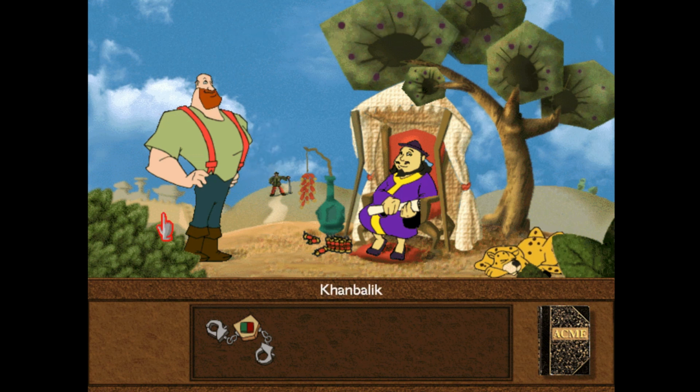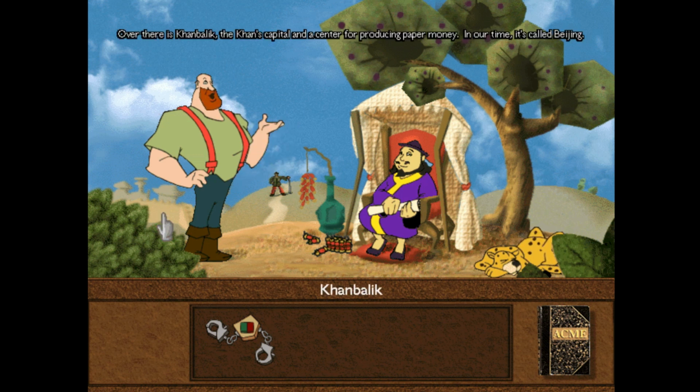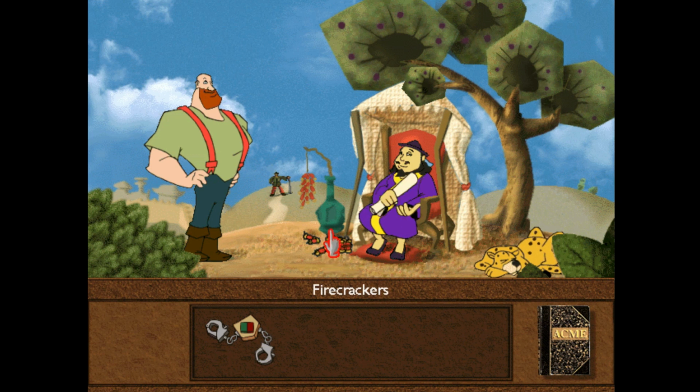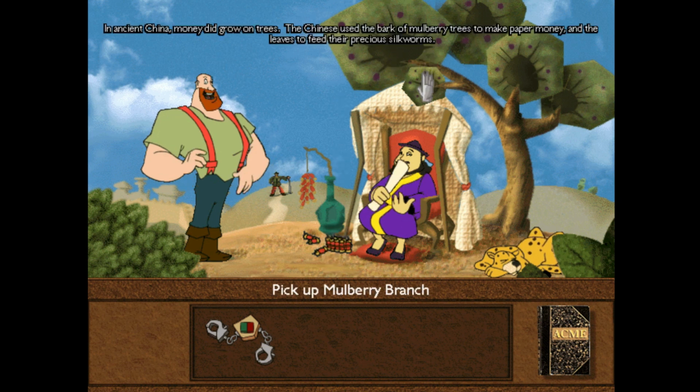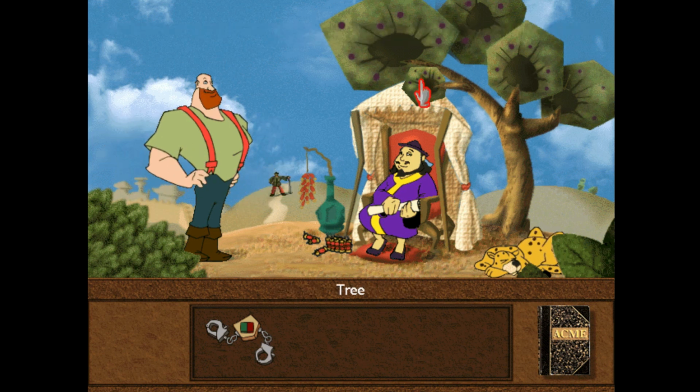Okay, before I talk to him, I want to look around. Over there is Khanbalik, the Khan's capital, and the center for producing paper money. In our time, it's called Beijing. In ancient China, money did grow on trees. The Chinese used the bark of mulberry trees to make paper money and the leaves to feed their precious silkworms. And I saw a hand up here when I clicked on the tree, so I'm going to take this branch.